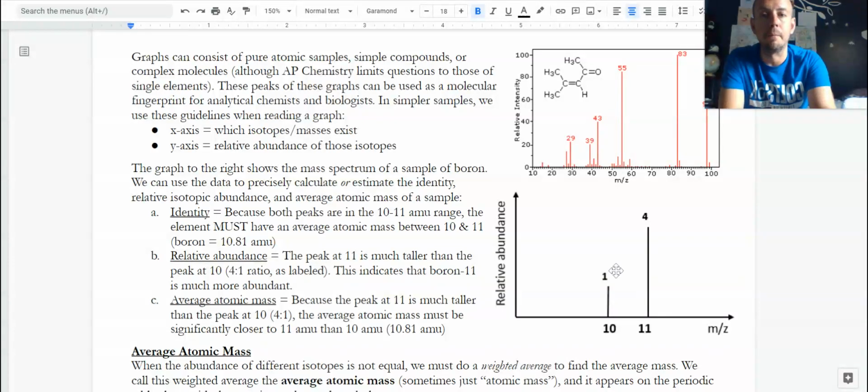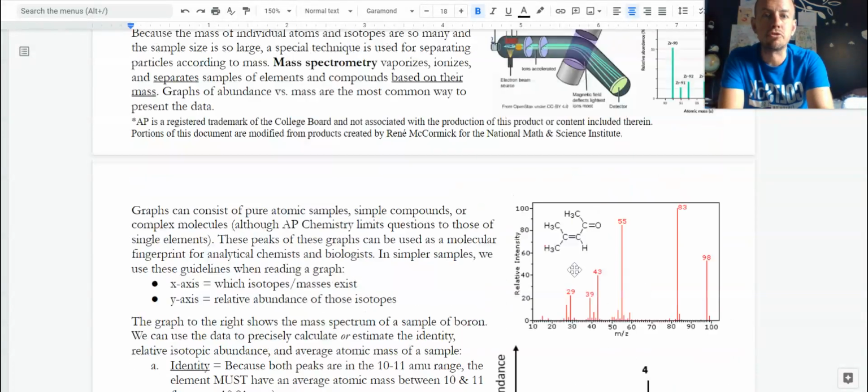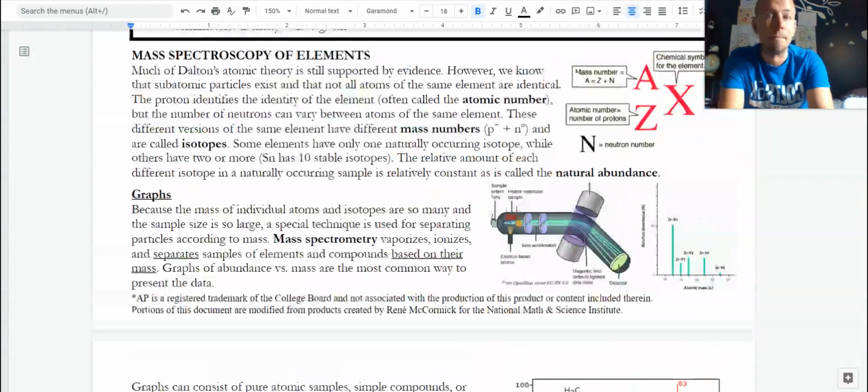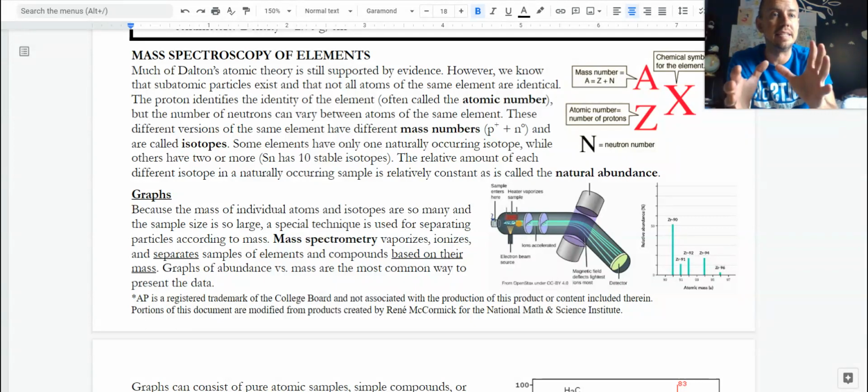So mass spectrometry connects to mass number, isotopes, and the natural abundance in a way that lets us take data and graphs to prove what we know about the different isotopes, neutrons, and abundance of the samples of elements, atoms, and molecules in a compound.